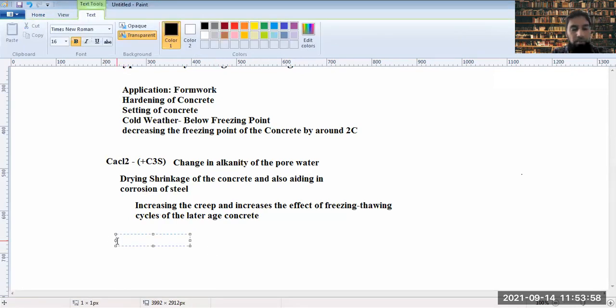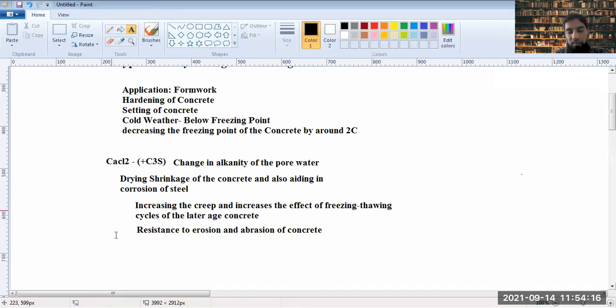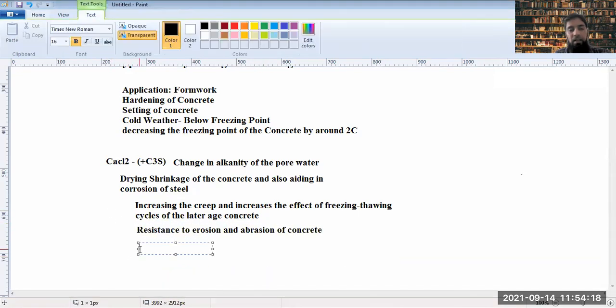So it's a bad thing in regard to that, but it's offering resistance to erosion and abrasion of concrete. So on this point, it's good. It's a good thing that it is a resistant material. Once combined with calcium chloride, concrete is offering more resistance to erosion and to abrasion.